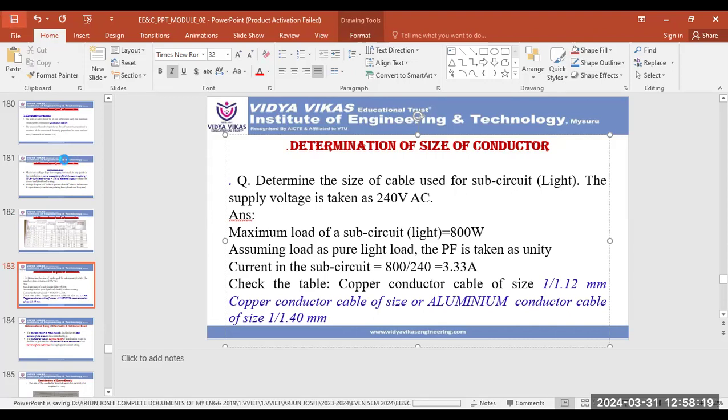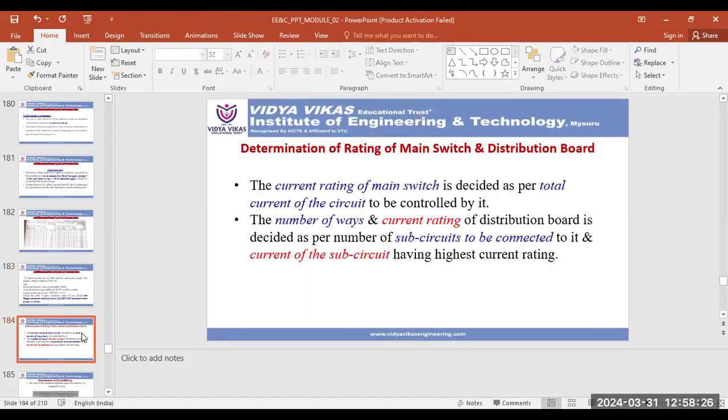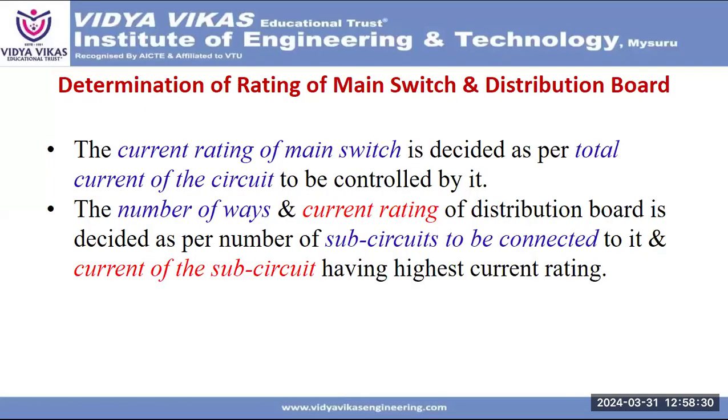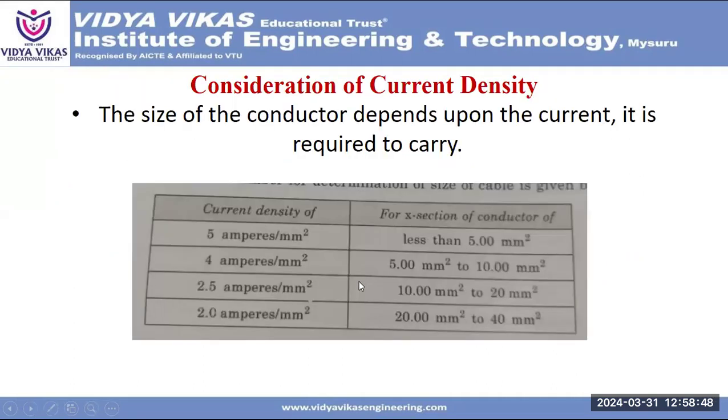Now let's move on to the next topic, called determination of rating of the main switch and distribution board. How to find out the rating of the distribution board? Very simple. The current rating of the main switch is decided as per the total current of the circuit to be controlled by it. The number of ways and current rating of the distribution board is decided as per the number of sub-circuits to be connected to it and the current of the sub-circuit having the highest current rating.